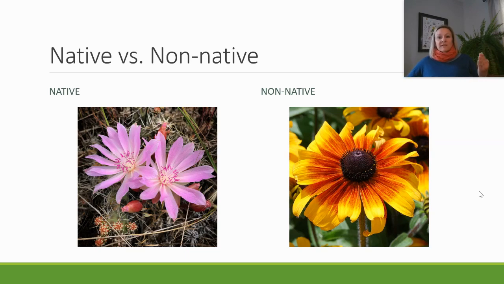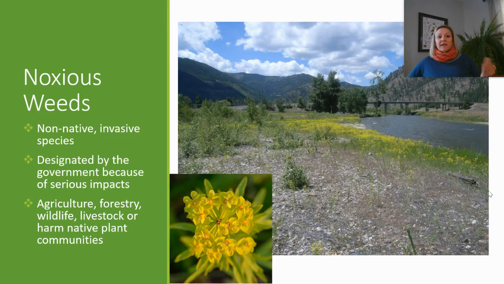Occasionally, though, we get these non-native plants that tend to become invasive. And invasive plants tend to spread out of control in an area and then have a tendency to harm the plant communities that they're in. And when we get to that level of a non-native plant growing out of control and causing problems, the government tends to step in. And what we can do on the government level is list specific non-native plants that are invasive as noxious weeds.